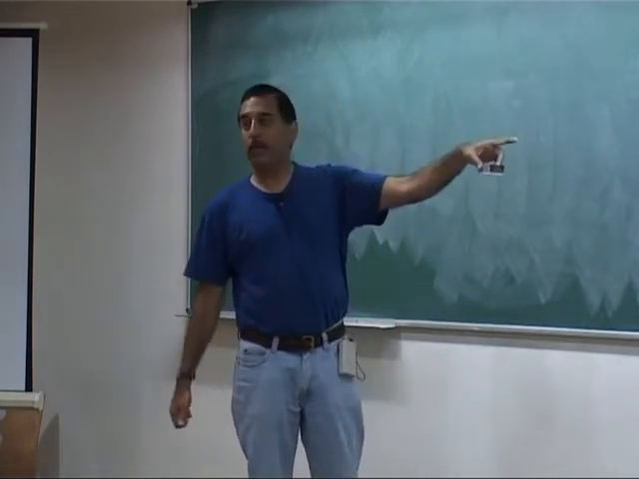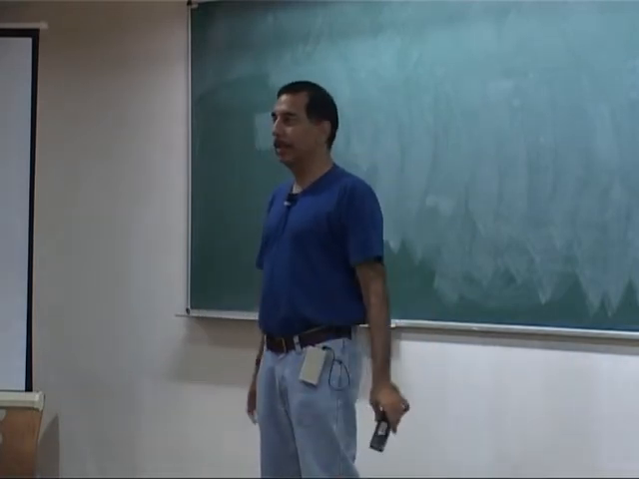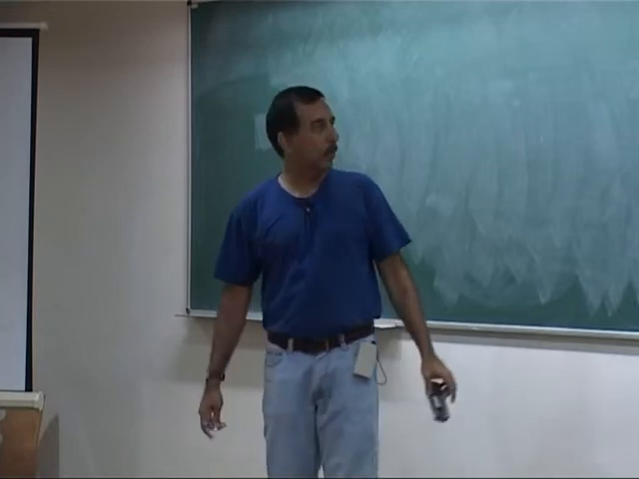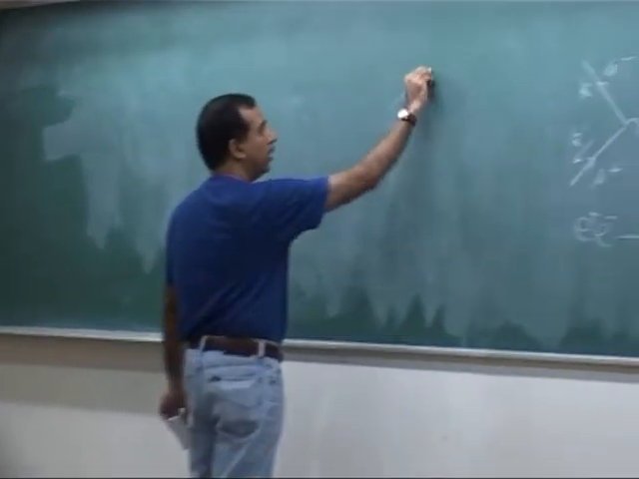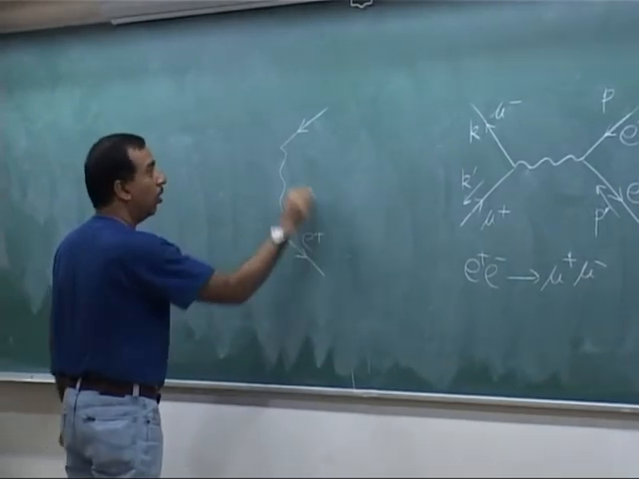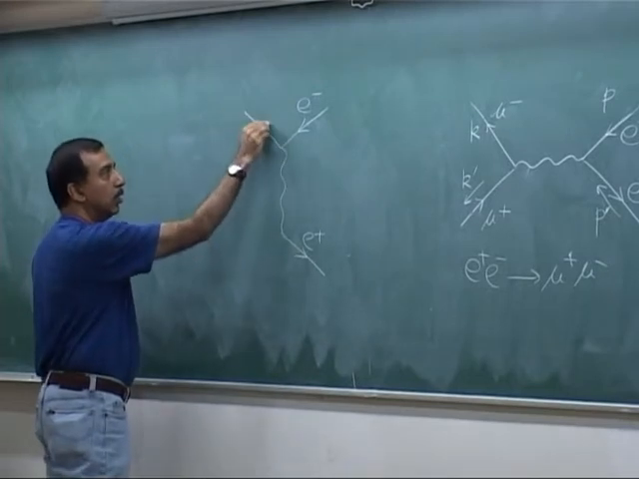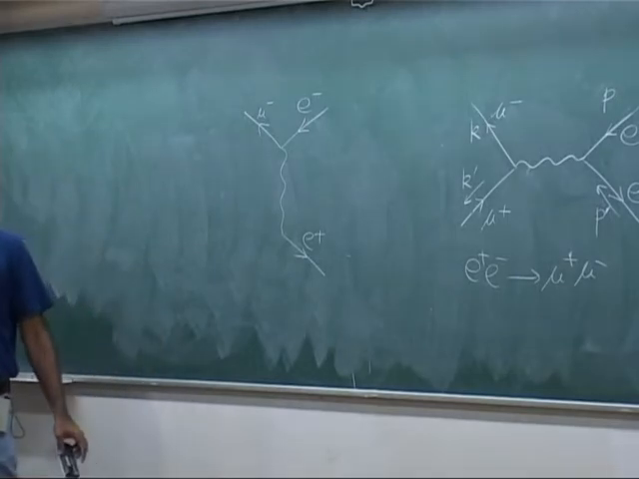Are there other diagrams for the same process to the same order? Then we have to add them all up. Answer is, what are they? T channel. Very good. Let's try it. T channel. Now, here's my electron. Here's my positron. Okay, now what happens here? Muon. This is okay? Doesn't look okay.